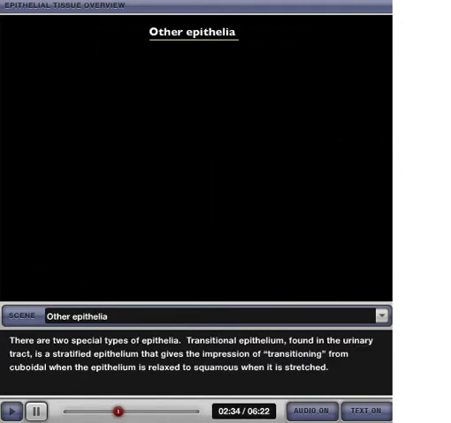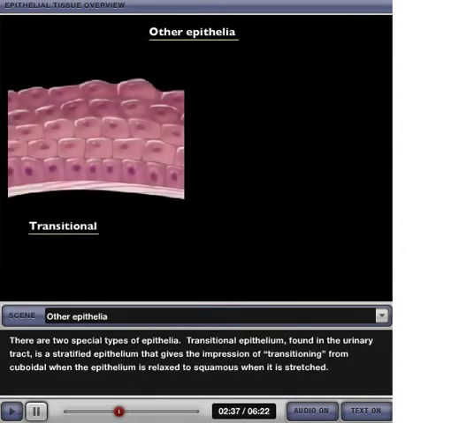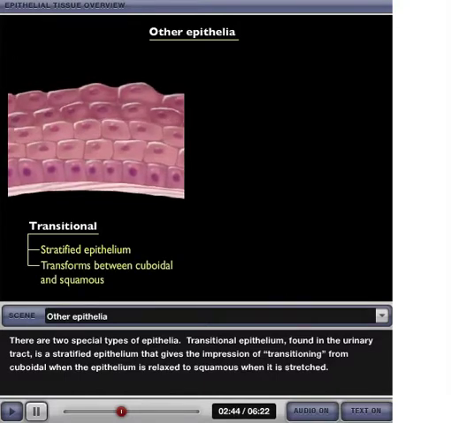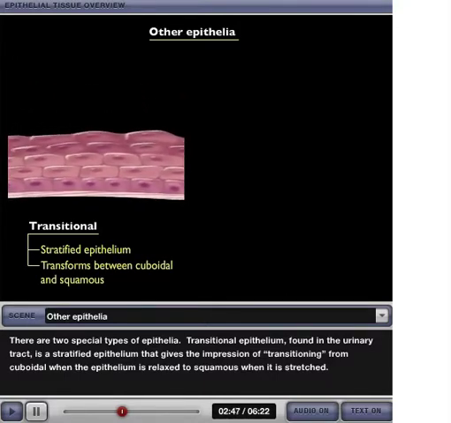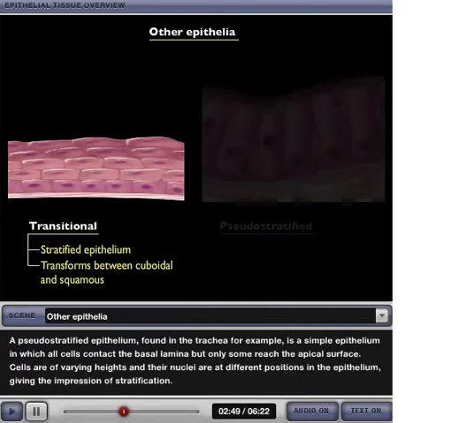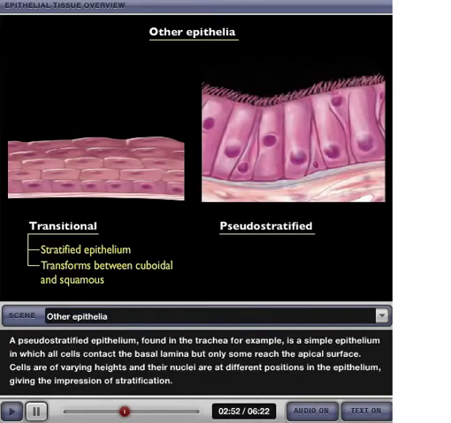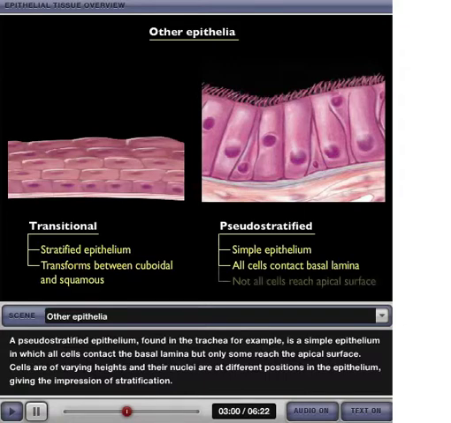There are two special types of epithelia. Transitional epithelium, found in the urinary tract, is a stratified epithelium that gives the impression of transitioning from cuboidal, when the epithelium is relaxed, to squamous when it is stretched. A pseudostratified epithelium, found in the trachea, for example, is a simple epithelium in which all cells contact the basal lamina, but only some reach the apical surface. Cells are of varying heights, and their nuclei are at different positions in the epithelium, giving the impression of stratification.